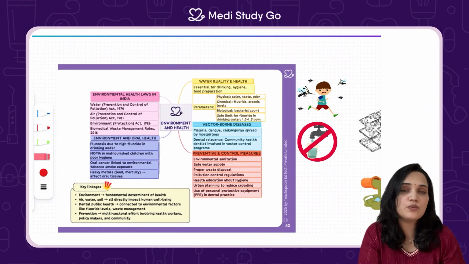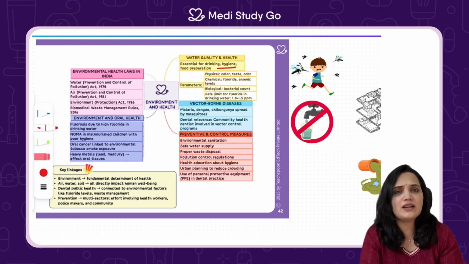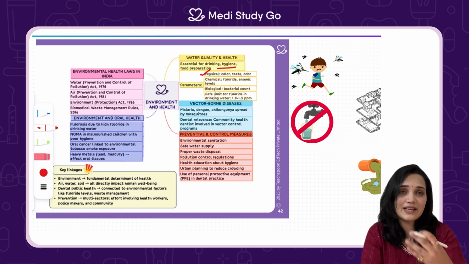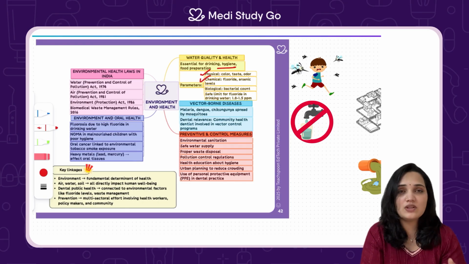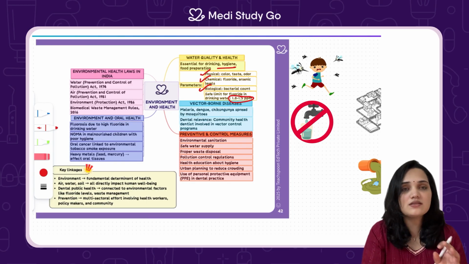Now let's recap from our previous video on water quality and health. We now know that water quality is essential for drinking, hygiene, and food preparation. Water quality parameters include the water color, taste, and odor, which should be presentable. The chemicals in it, like the fluoride or arsenic levels, should be in check. And the biological aspect, which is bacterial contamination. The safe limit for fluoride in drinking water is about 1 to 1.5 ppm. So maintaining proper water quality is very important for disease prevention.